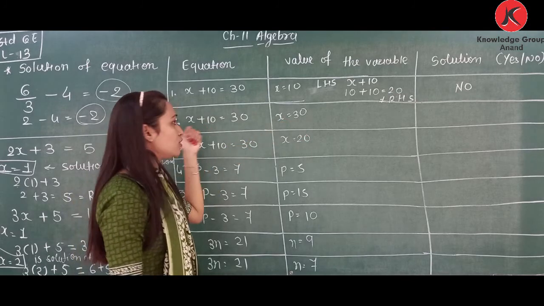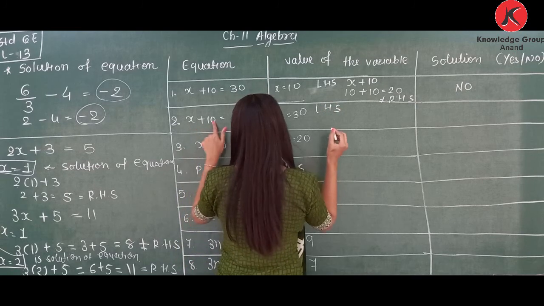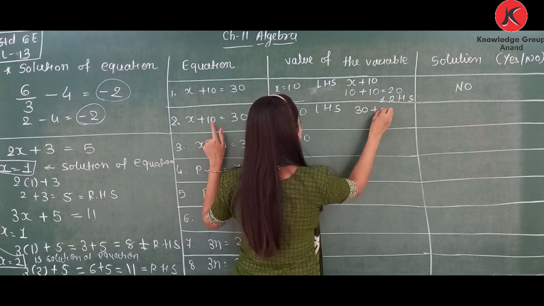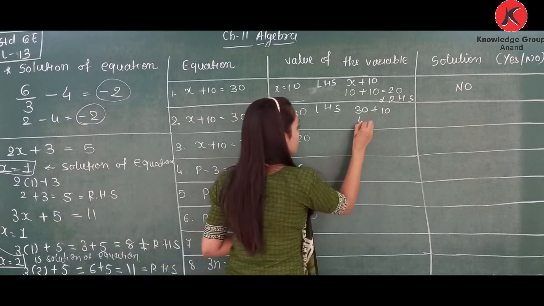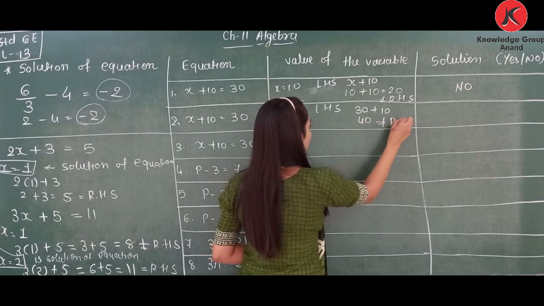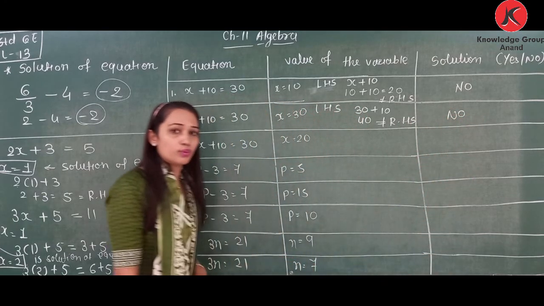Again, we need to write the value in the left hand side. So again, our left hand side is x plus 10. So 30 plus 10. Instead of x, we need to write 30. So we get 40 and it is not equal to right hand side. So again, it is not a solution of the given equation.